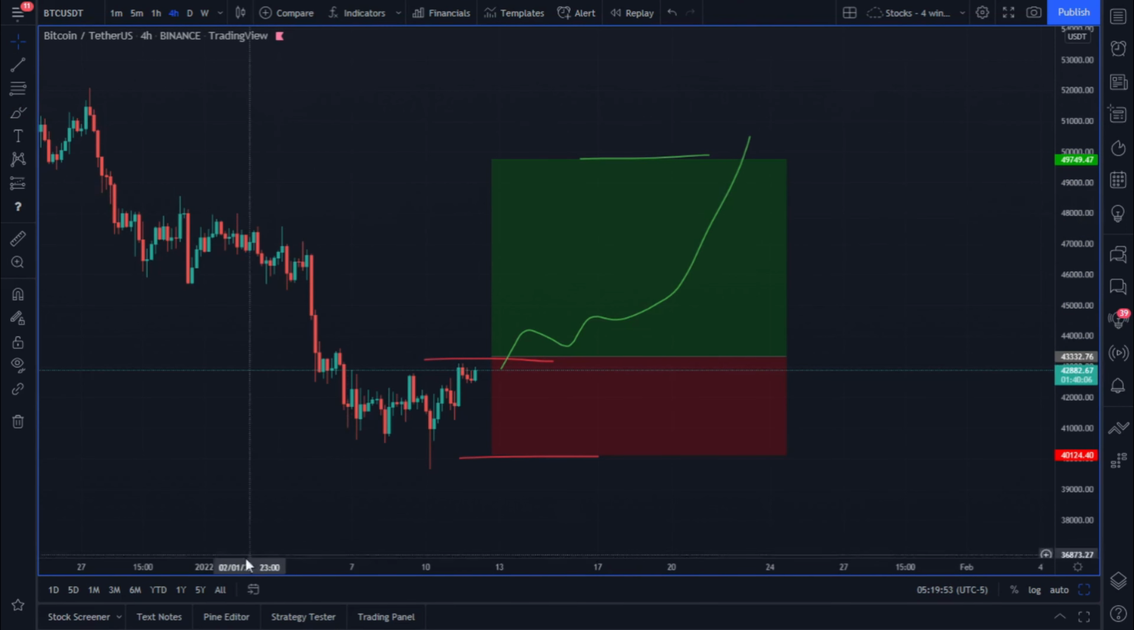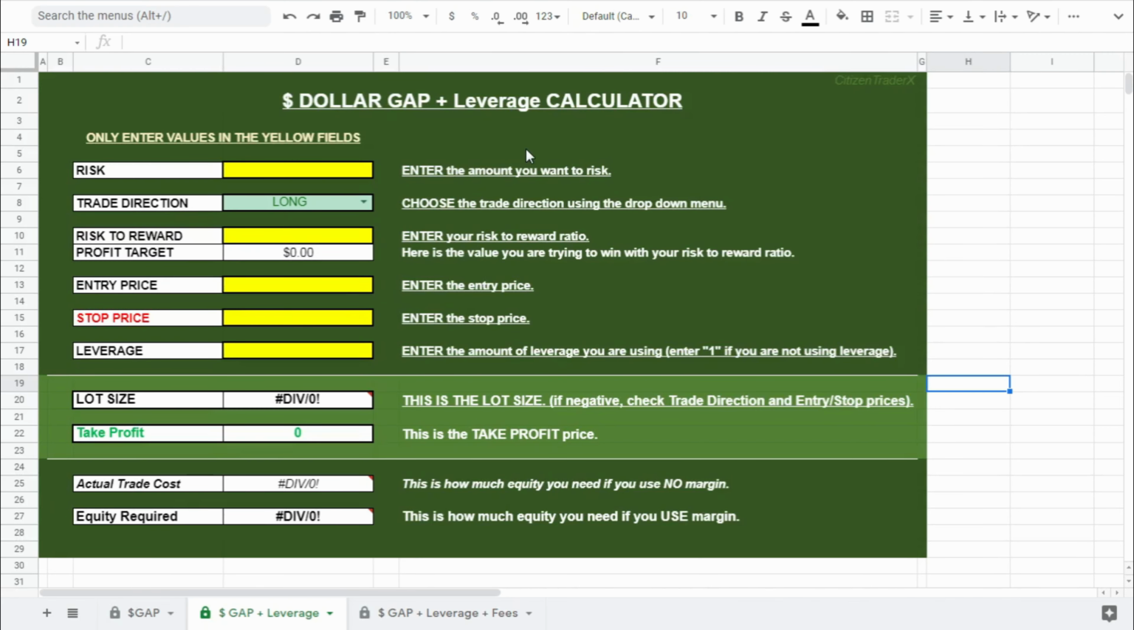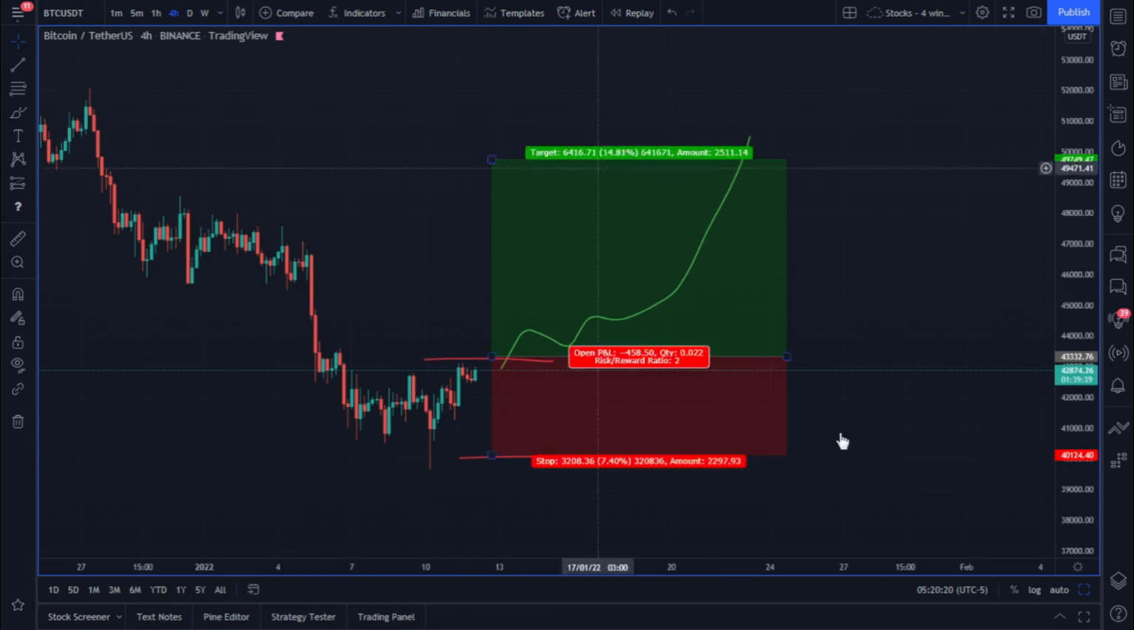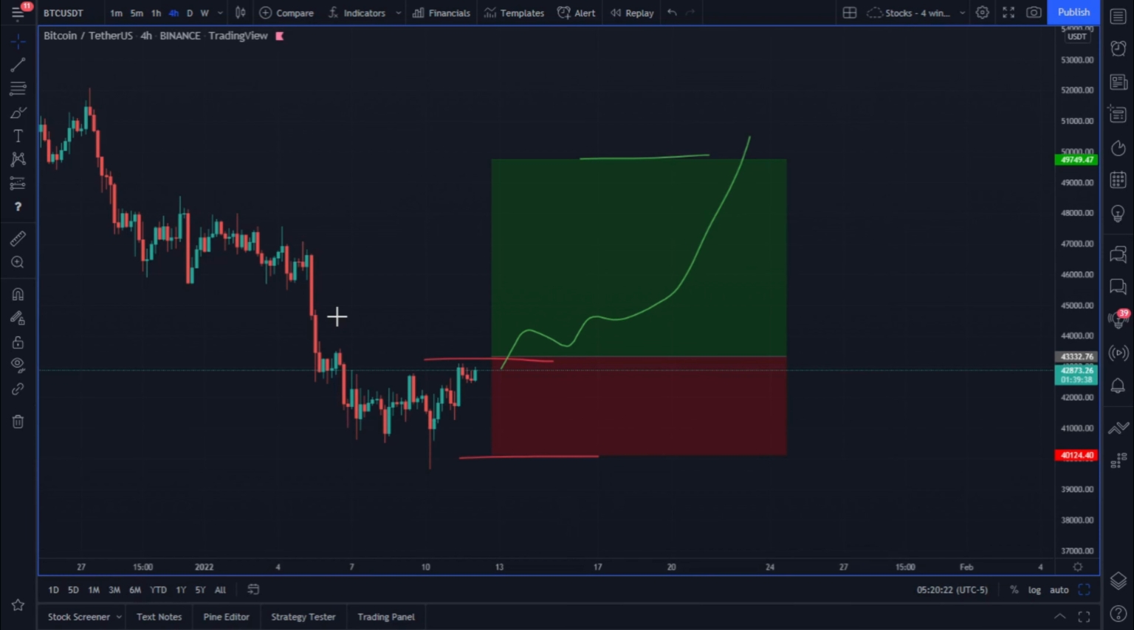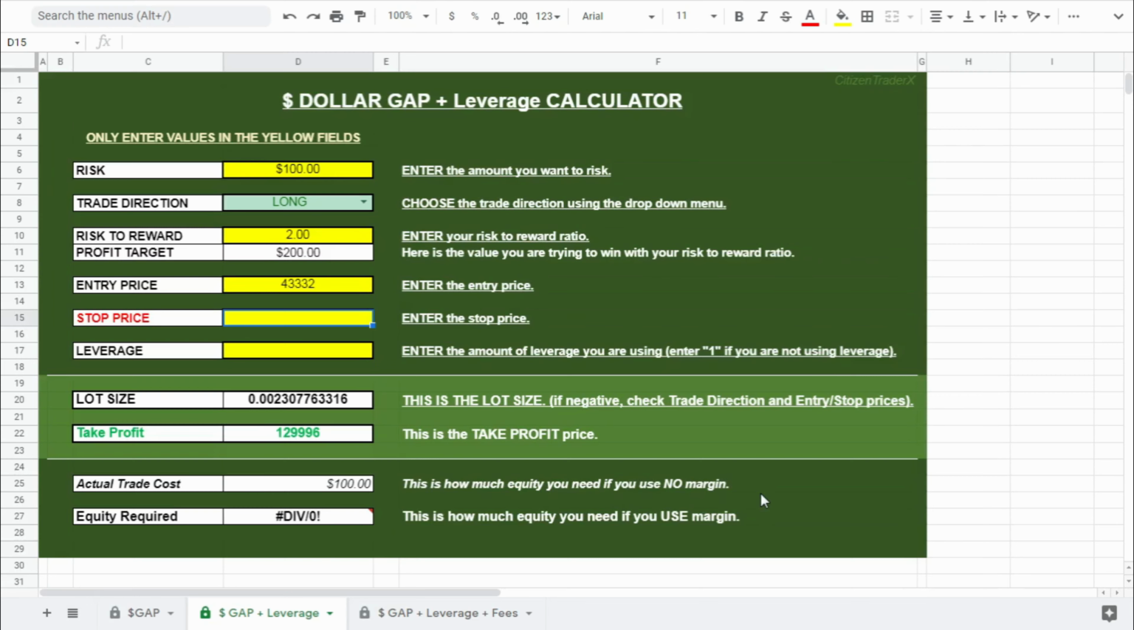All right, so let's enter some information. Let's go back to the spreadsheet. Okay, we want to risk $100. We're going long, so we're going to leave that. Risk to reward ratio. I've left it in there the way people say it, but anyway, you know what I mean. 2. So we're trying to make $200. Entry price 43332. Stop price is 4124.